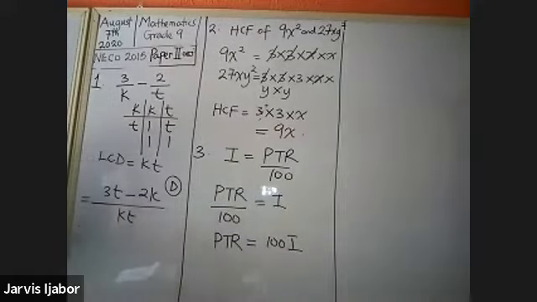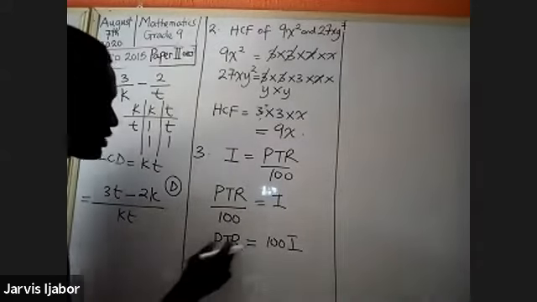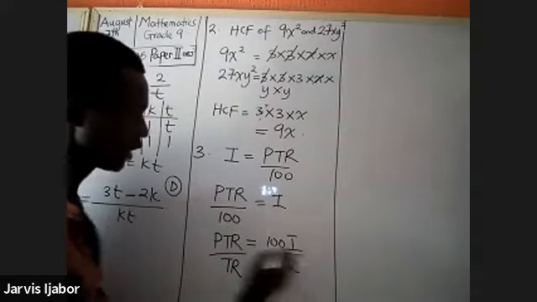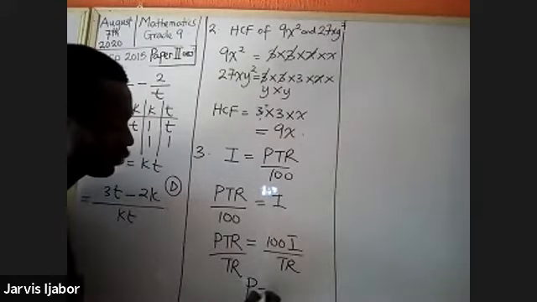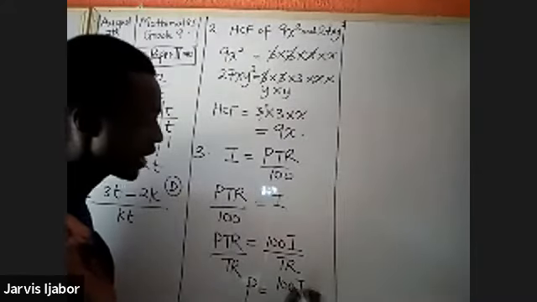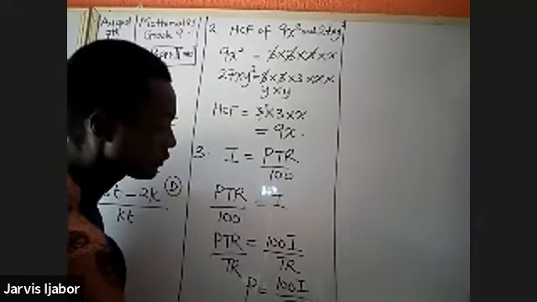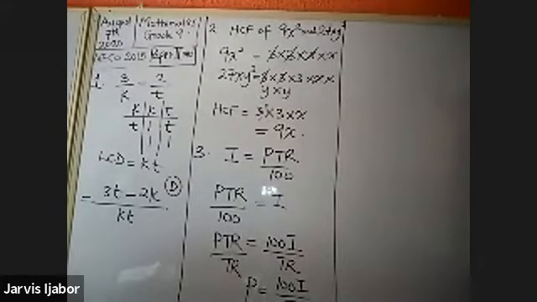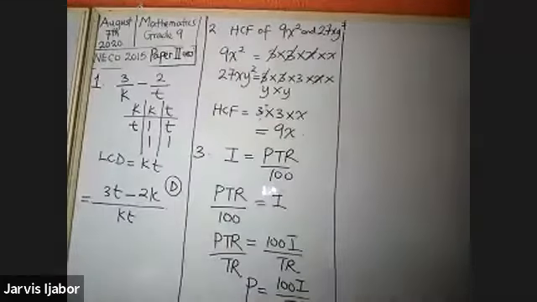PTR will be equal to 100I. Now, what we need is P, not T and R. So I'll divide both sides by TR. And what does that give me? P will be equal to 100I over TR. Okay, that's what the answer will be.